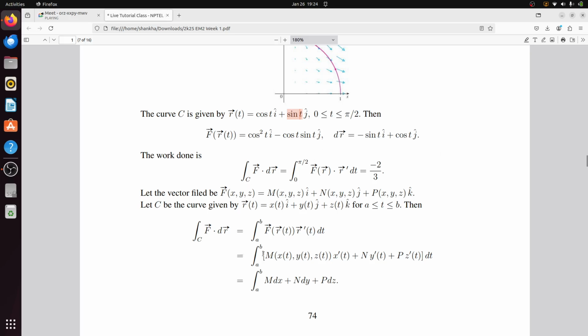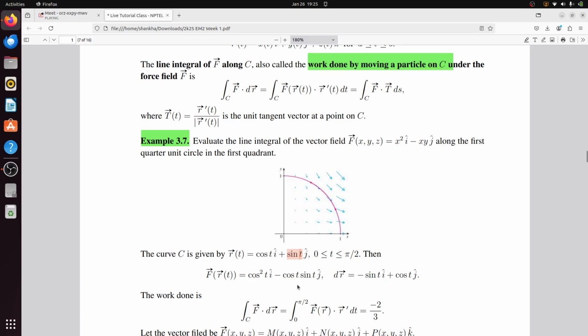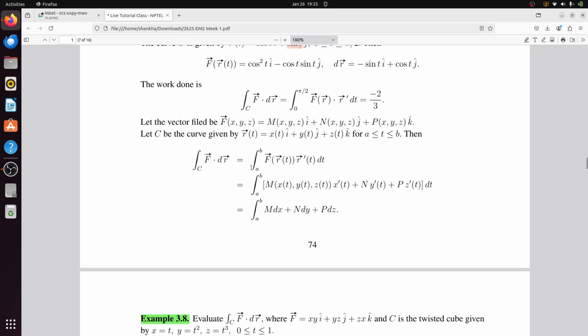Okay, so now solve it on your own. Your F is cos square t i cap minus cos t sin t j cap, because you need to put the parametric representation into the force. Your force is x square i minus xy j cap, but your x is cos t and your y is sin t. That will be cos square t i cap minus cos t sin t j cap. Your r(t) is cos t i cap plus sin t j cap. Now from a to b, you determine M dx plus N dy, because P dz is absent here, as we are dealing only with 2D.